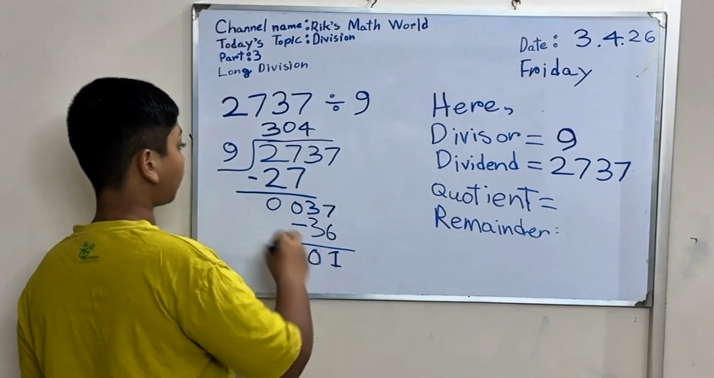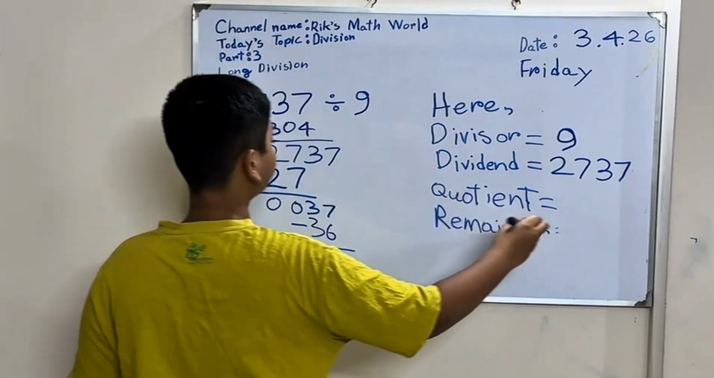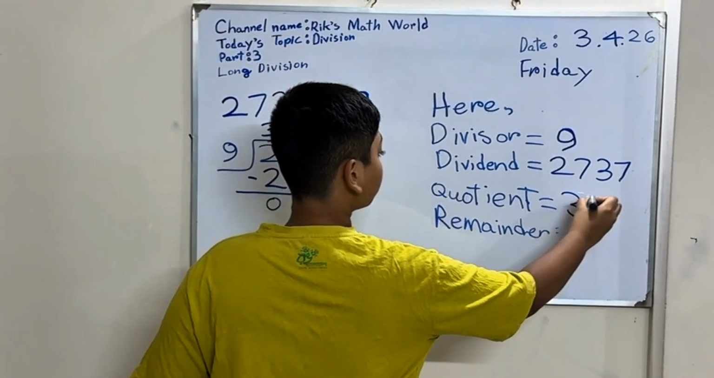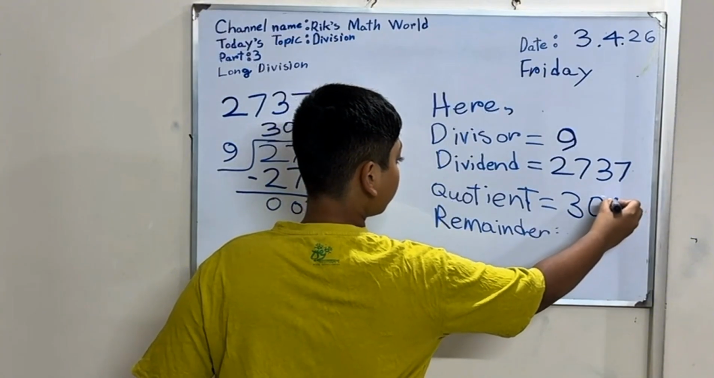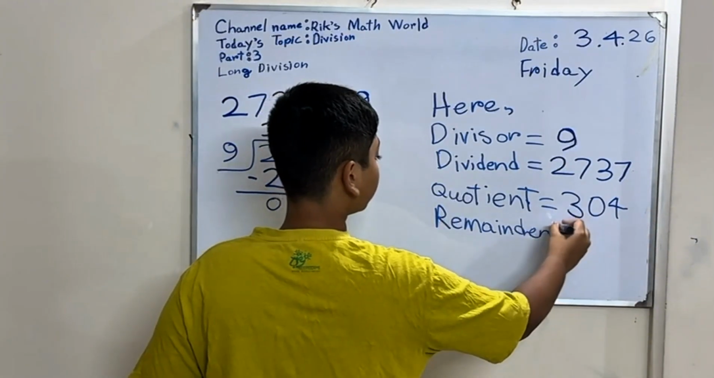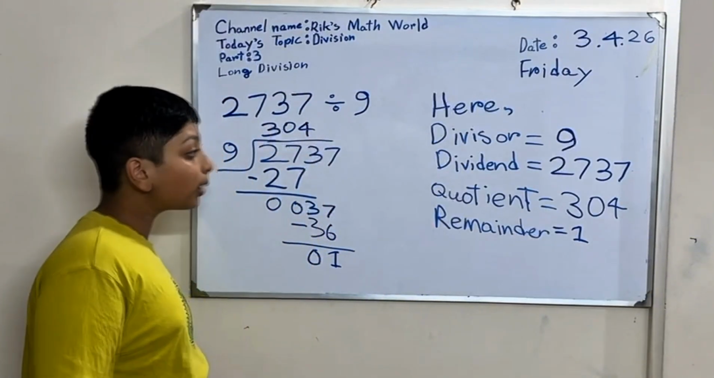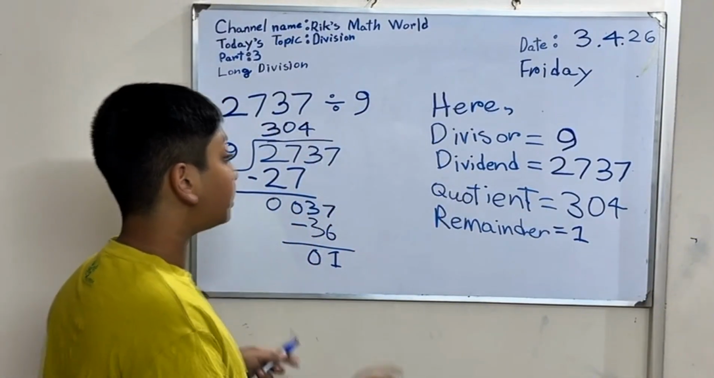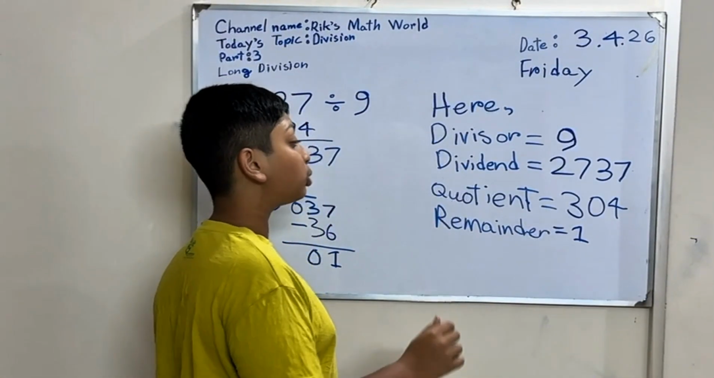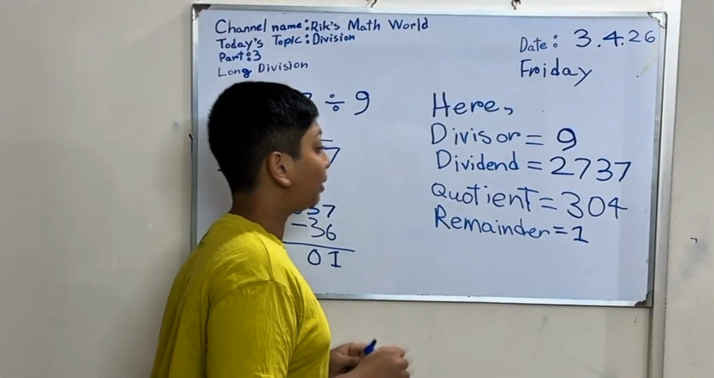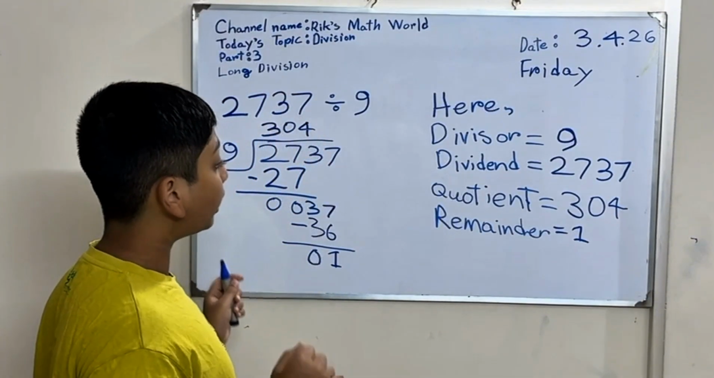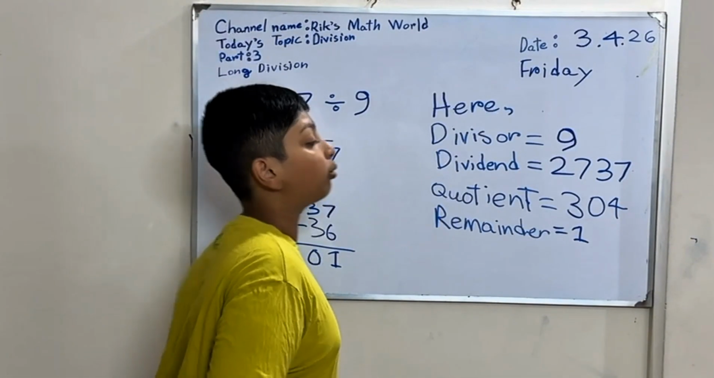Now we will place the numbers. Quotient equals 304, so we will place it here. And the remainder is 1. So the summary for this math problem is the divisor is 9, the dividend is 2737, the quotient is 304 and the remainder is 1.